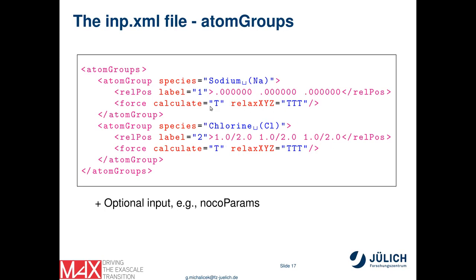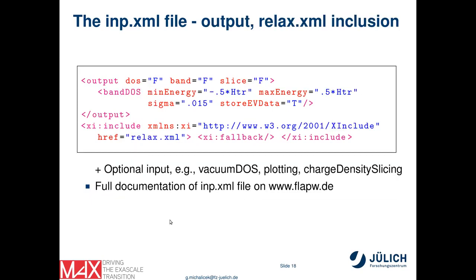And the important thing here is that each atom group is connected to one of the species that we saw before by specifying the species name. So then comes the output section, and there we can actually control the output of FLEUR and parts of the calculation. There we can, for example, say that we want to calculate a density of states by setting this DOS switch to true, or that we want to calculate a band structure by setting this band switch to true.